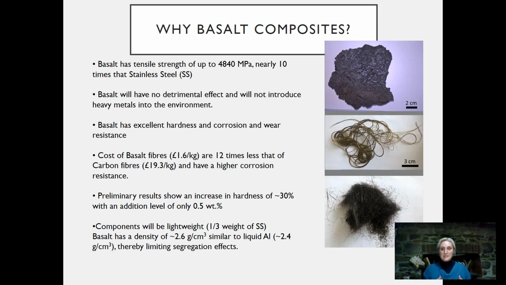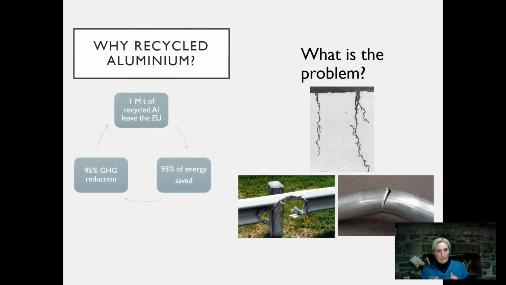So let's see how we can make a metal matrix composite with basalt fibers and aluminium. But not with primary aluminium. We want to work with recycled aluminium. Why? Because 1 million tons of recycled aluminium leaves the EU every year, most of it coming from the UK. And it's a pity because if we were using recycled aluminium instead of primary aluminium, we would have a 95% reduction in greenhouse gas emissions as well as a 95% energy saving.